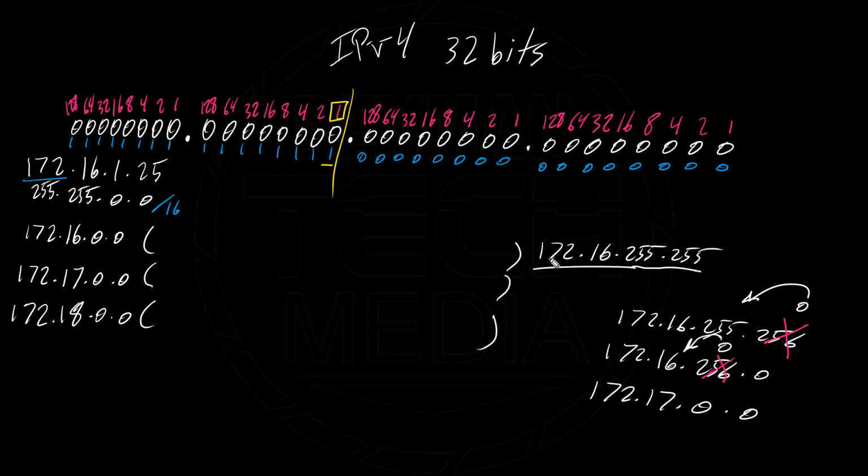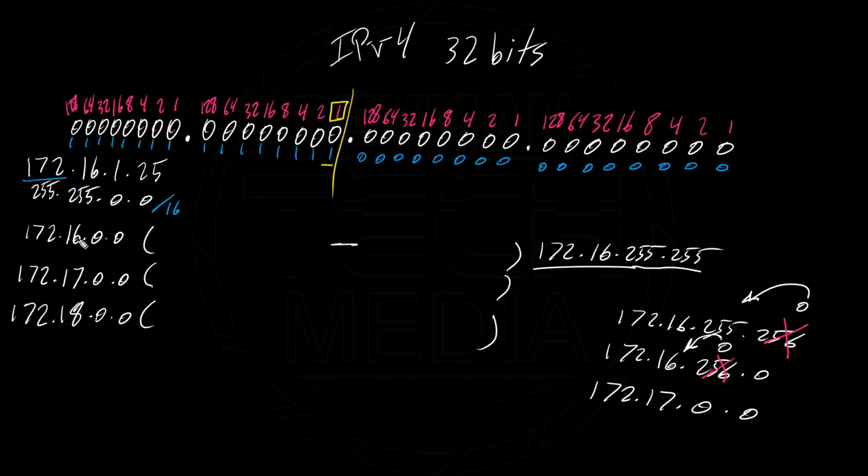So now we can come back here and say, how can we find the broadcast address? Broadcast address is always one less IP address than the next network. If the next network is 172.17.0.0, the broadcast would be 172.16.255.255. And now let's go over the range.